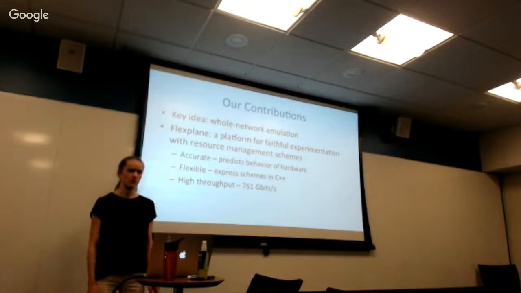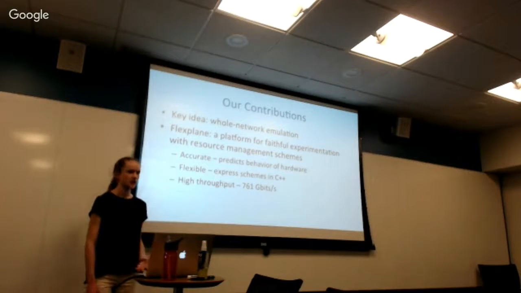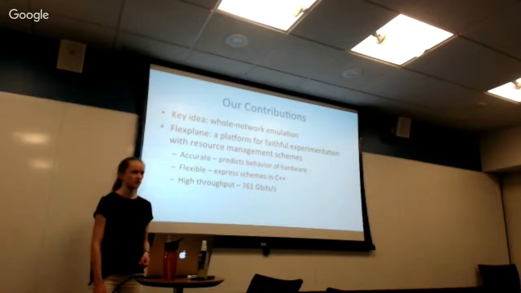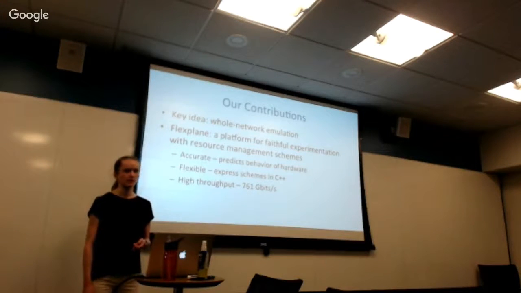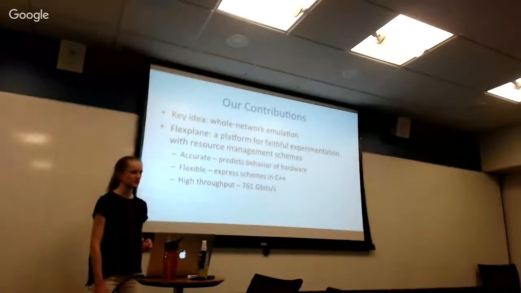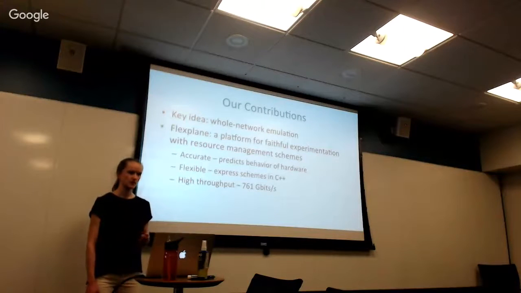Flexplane provides 3 main properties. First, it is accurate, meaning that results achieved in Flexplane predict those achieved on real hardware. Second, it is flexible, enabling users to experiment with arbitrary schemes. In Flexplane, users implement their schemes in C++. And finally, Flexplane provides high throughput. Our emulator prototype supports 761 gigabits per second of aggregate network throughput.